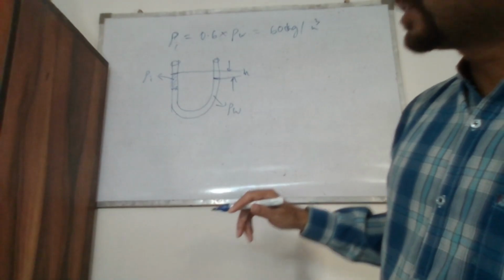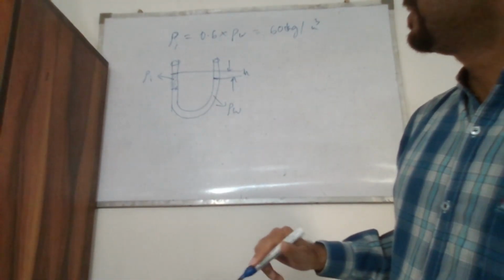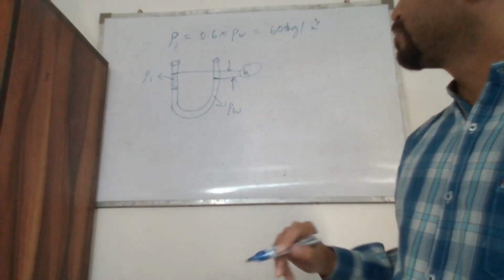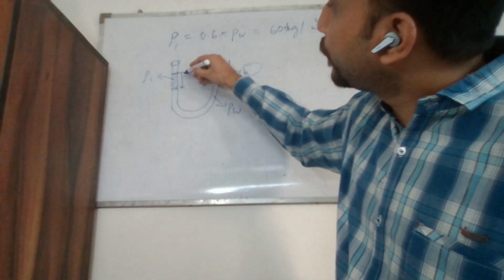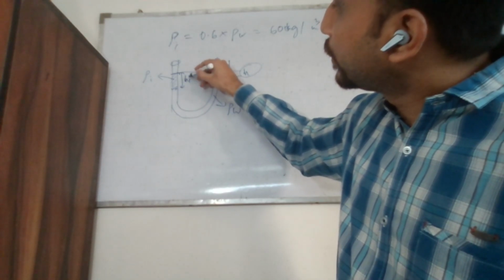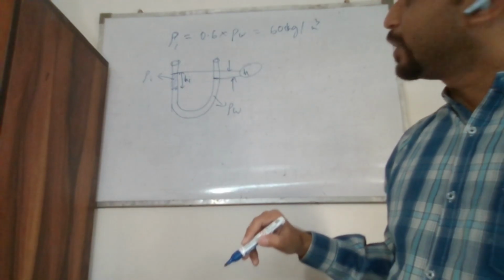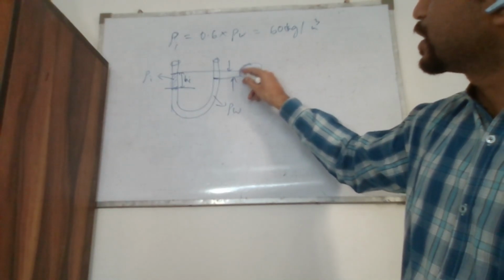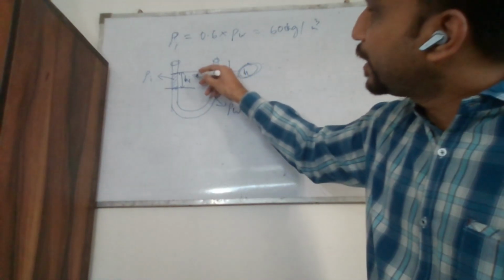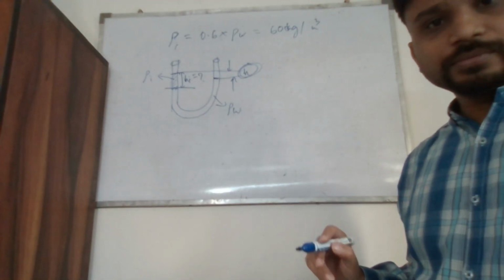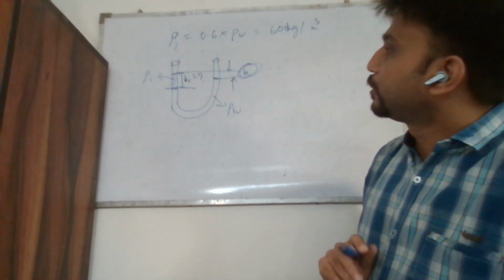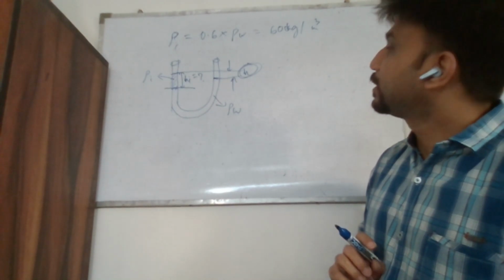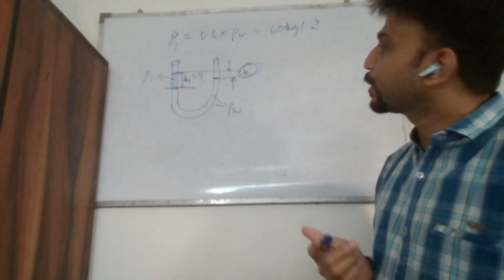So the question is, if I know the height difference, small h, and I know the height to which I have filled this ink fluid, HI, or let's say if I know this particular height small h, can I find HI? I think we can. Let's try to form an equation.